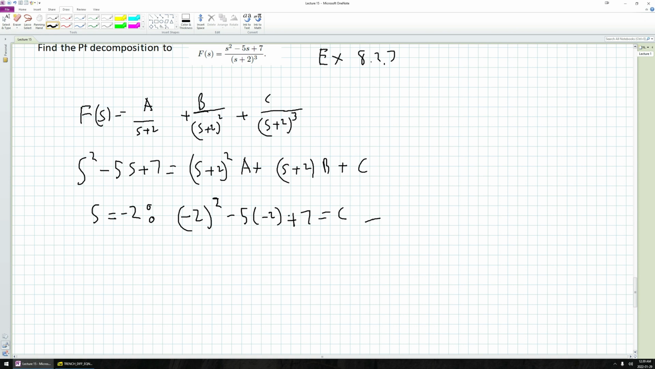And immediately, if you chase this out, we find that C is just going to simply be equal to 21. Okay, so now we want to find B. Well, this can be a bit of a pain, right? Because A and B both disappear at the same time if I pick values for s. So what I'm really stuck with here is picking two different values for s and hoping things work out nicely.